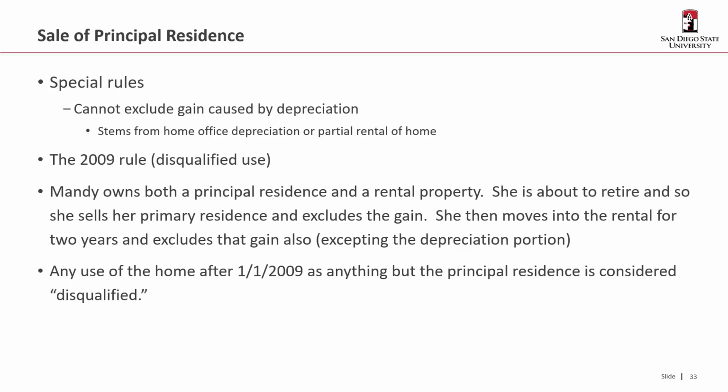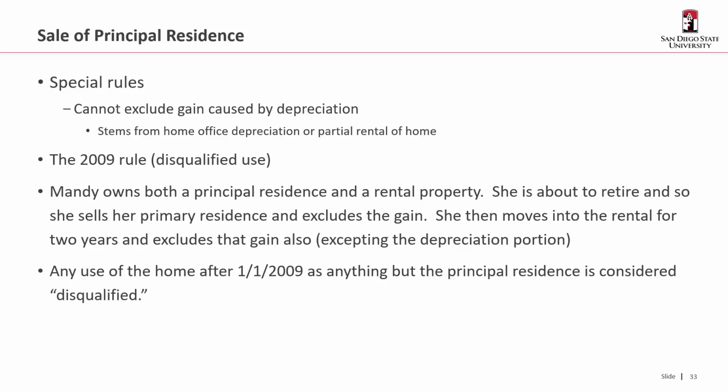Okay, so there are also some additional special rules. One of them is you cannot exclude any gain caused by depreciation. So for example, if you've taken a home office deduction and not the safe harbor method, but the actual method where you included depreciation, to the extent you sell it and part of the gain stems from that depreciation, you are not allowed to exclude that gain. If you rented your home for part of the time, or you rented part of your home and you depreciated it, you may not exclude any of that gain under these rules.